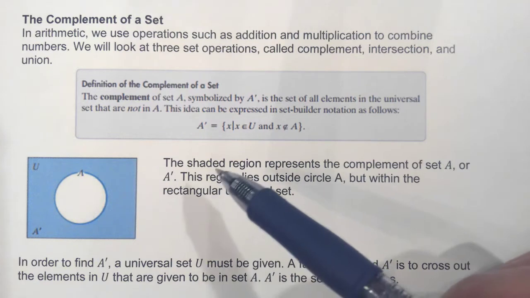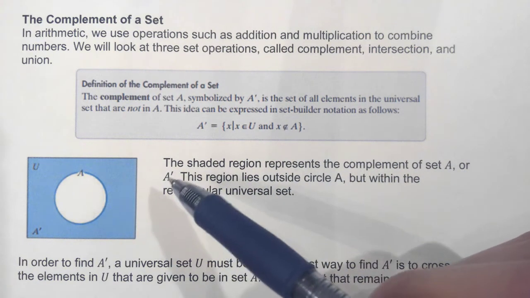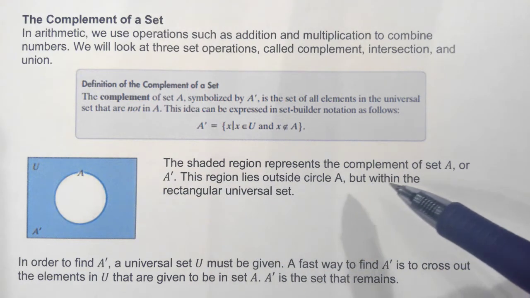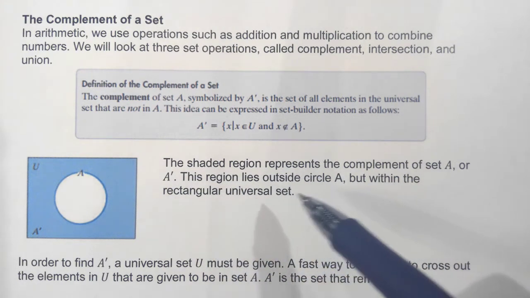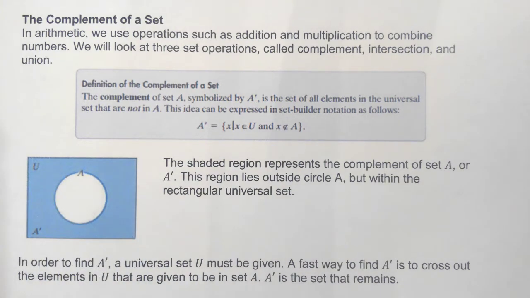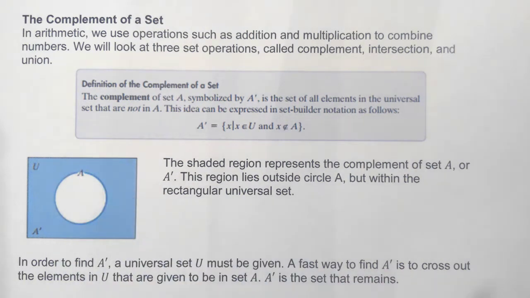Okay, so the shaded region represents the complement of set A, or remember A with the apostrophe, much easier to write. This region lies outside circle A, but within the rectangular universal set. So the blue section here, that is the complement of set A. So this is what's in A. The complement is everything that's not in A.